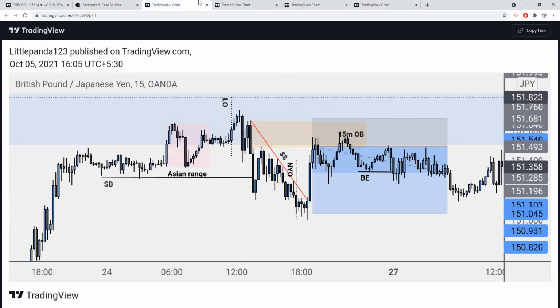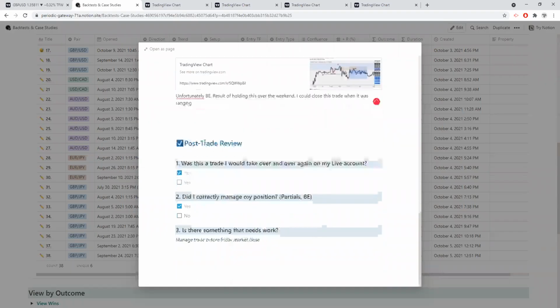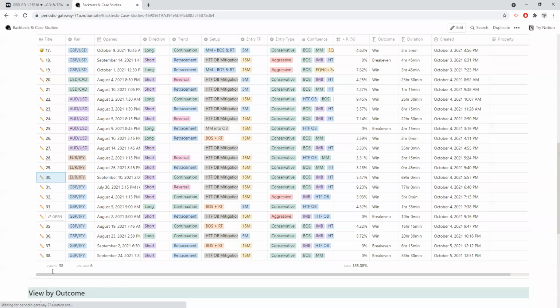Okay, this one did not work out nice, but it is what it is. The setup was absolutely textbook. It was range straight. Okay, this was on Friday. Okay. And I think that's it.